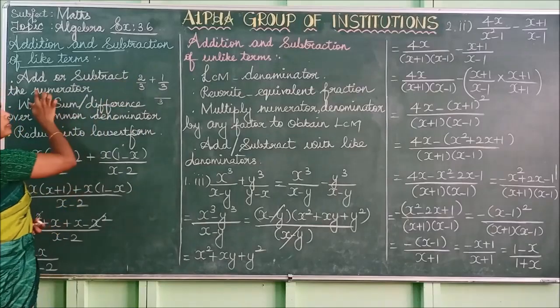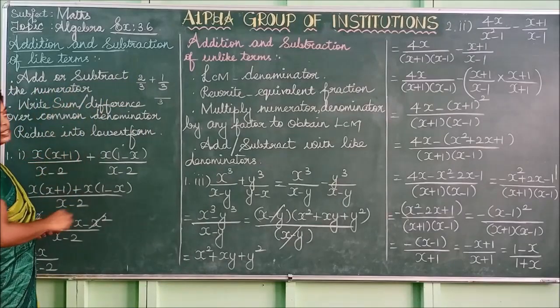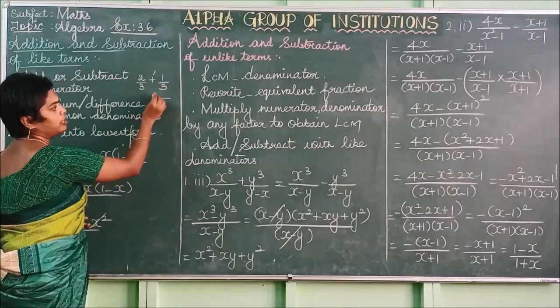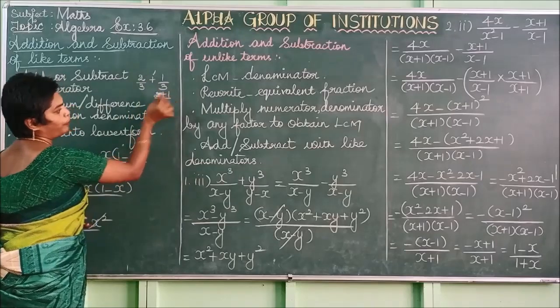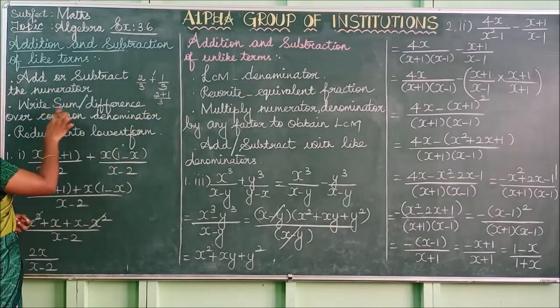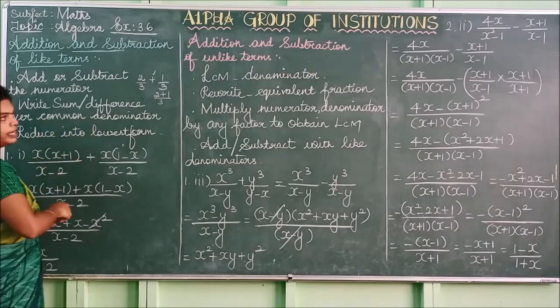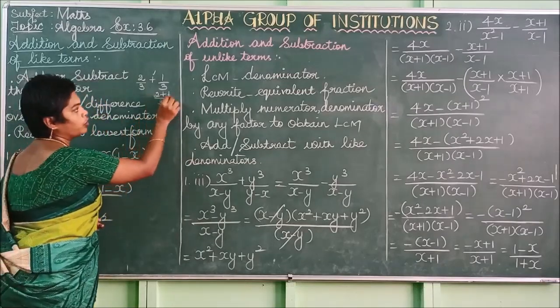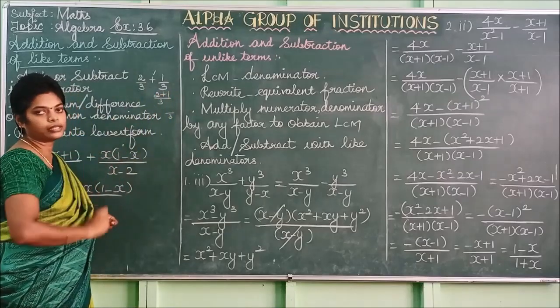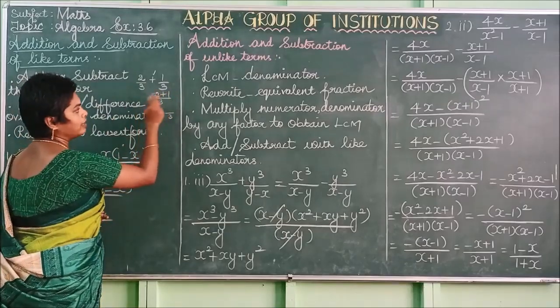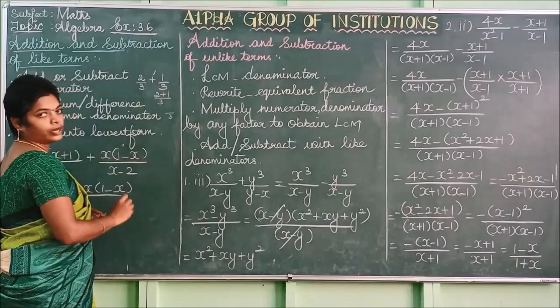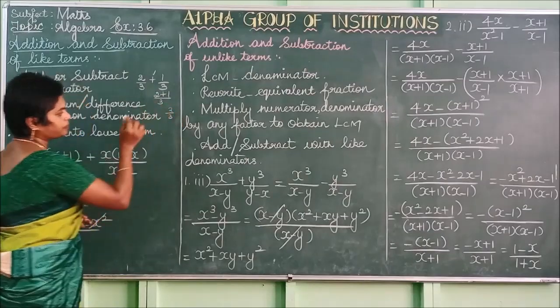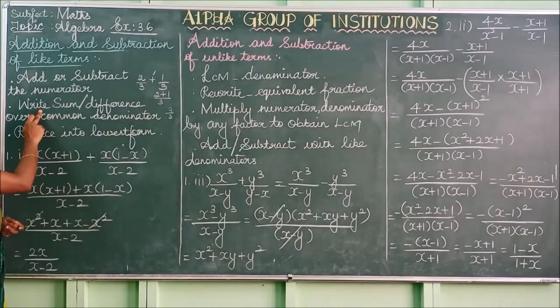Then numerator, first step, add or subtract the numerator. So here the process is addition. You have to add the operation 2 plus 1. Then write the sum or difference over the common denominator. So first you have to write the common denominator. Afterwards you have to do the process. So here the process is addition, so you have to add the values. If you add 2 plus 1, the value will be 3. So this is meant by this step.